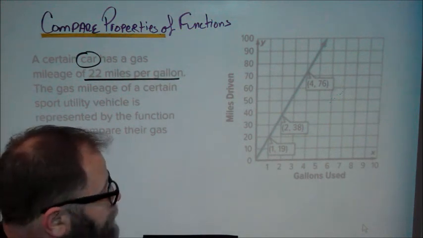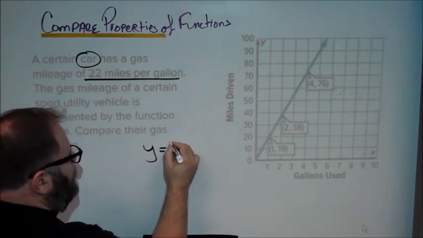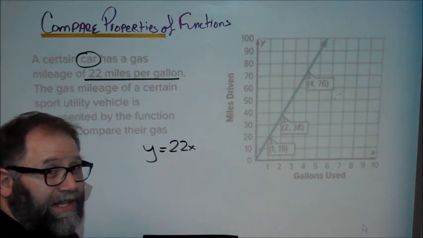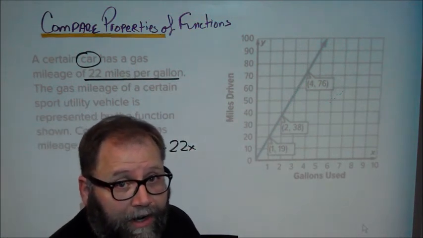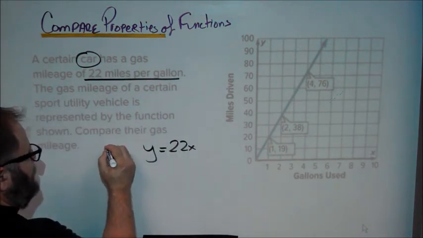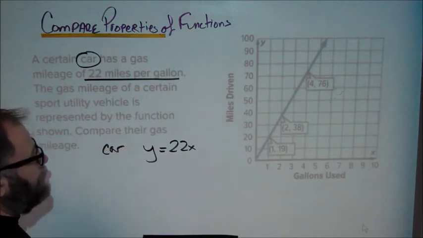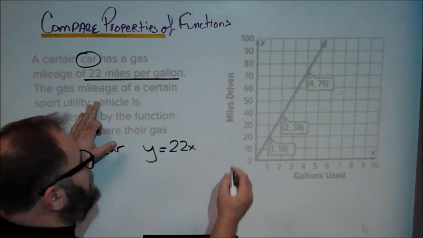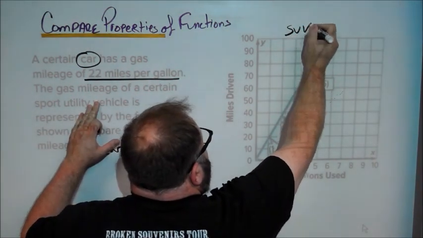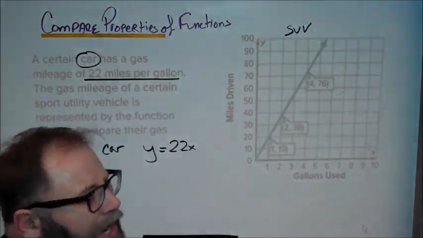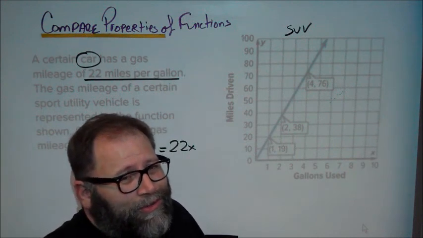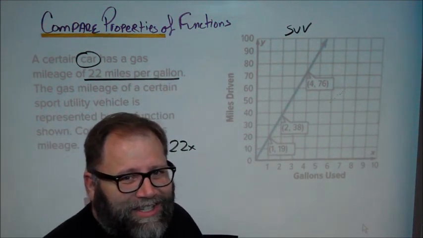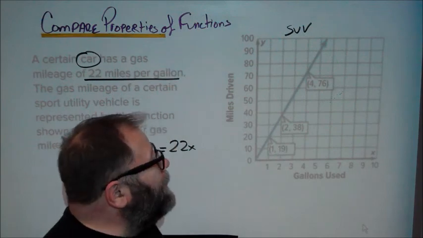So let's write the equation for that. We're going to say y equals 22x. But let's not leave that just sitting out there. Let's make sure that we know what that is. That is the car. And then we have the table here. So that's our sport utility vehicle. So let's put SUV, or SVV, or SUU, or who knows. I'm going with SUV. It's just a really sharp U.